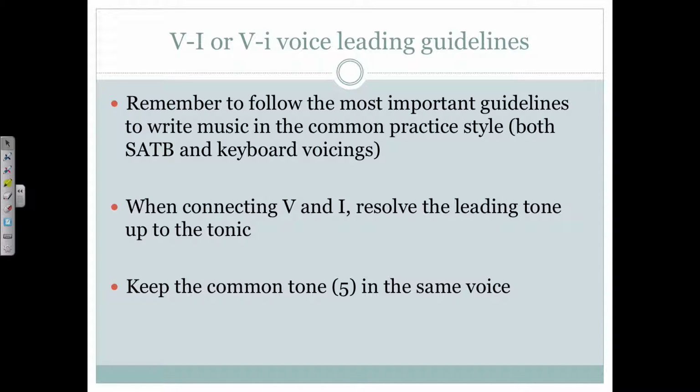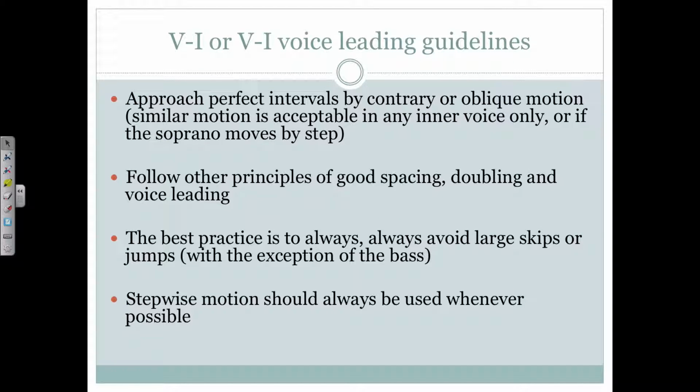Keep the common tone 5 in the same voice. You'll notice that the dominant and tonic chords have a voice in common, right? It's the fifth. So, for example, in C major, the 5 chord, the root is G, and going to the 1 chord, G belongs to that 1 chord. It's in C, but it's the fifth. Those two voices should stay the same. This creates smooth voice leading.